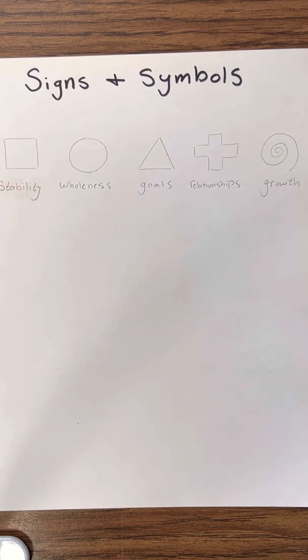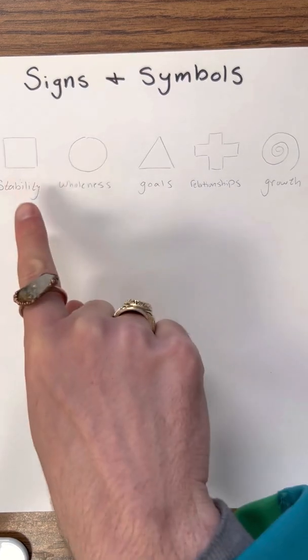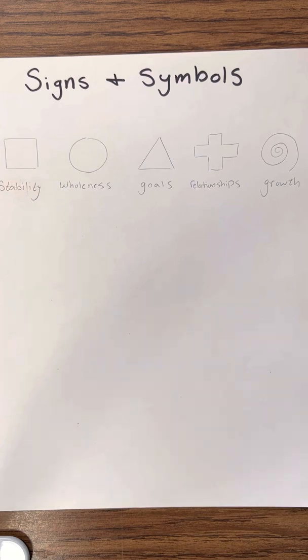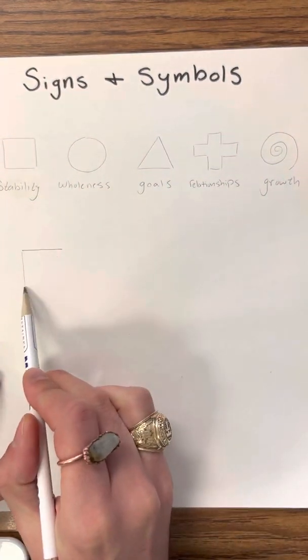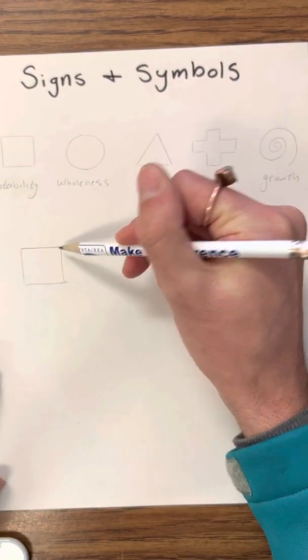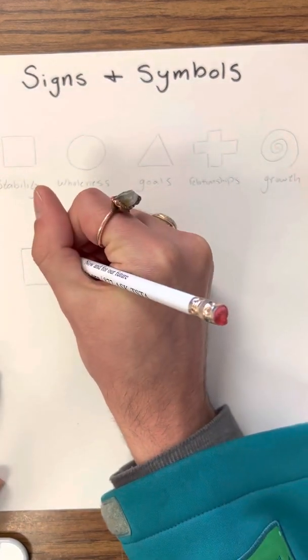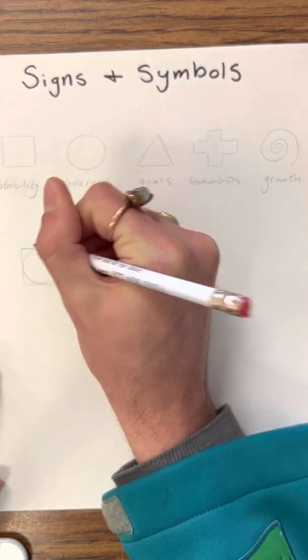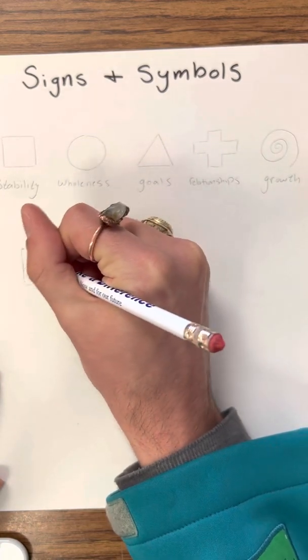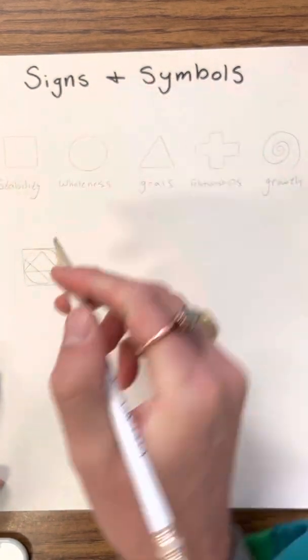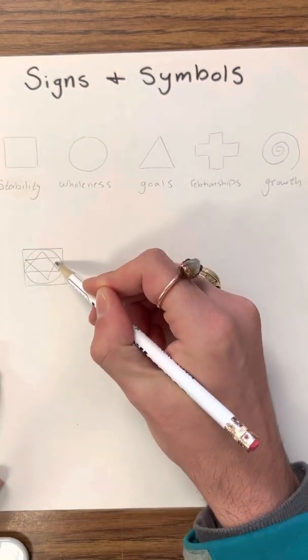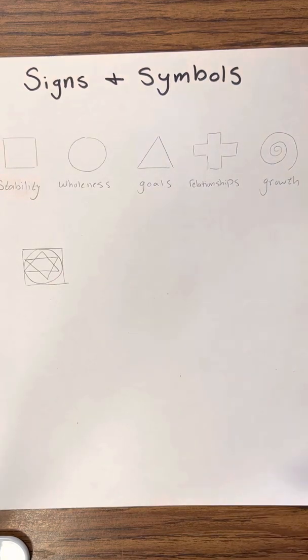Now, we're going to try an experiment by creating different meanings by combining some of our signs and symbols that we see here. For example, if I was to take a square and add a circle on the inside, followed by a right side up triangle and an upside down triangle, what are some different meanings that I could possibly have?